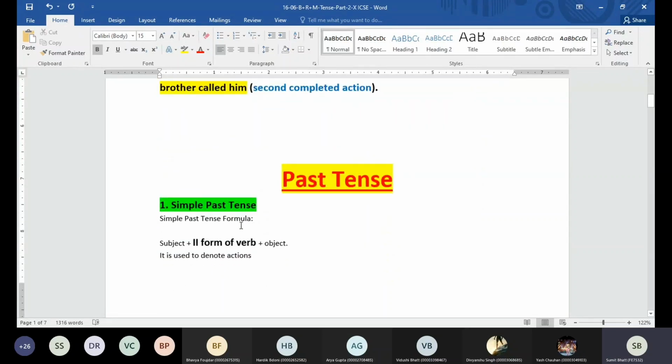Okay, now let's begin with the past tense. The first tense under past tense we are going to study is simple past tense. A very easy tense because we have been dealing with this many a time. Here we are going to use subject, second form of the verb and object. It doesn't matter whether the subject is singular or plural, we are going to use the second form of the verb when the sentence is in the affirmative.